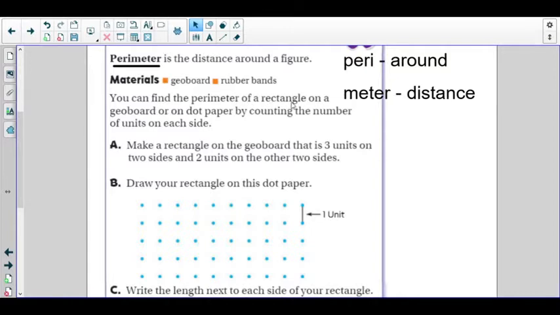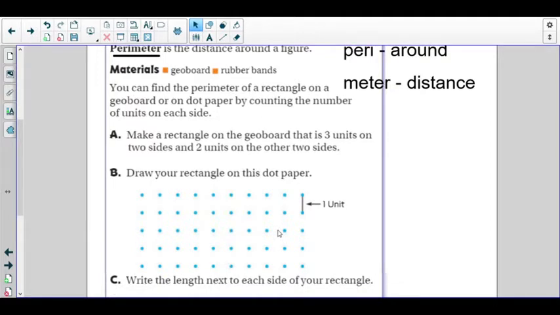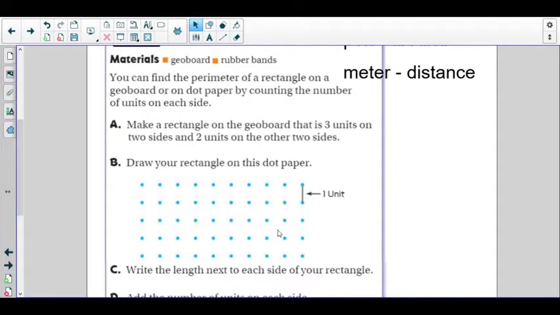You can find the perimeter of a rectangle on a geo board or dot paper by counting the number of units on each side. Make a rectangle on the geo board that is 3 units on two sides and 2 units on the other. And so a unit would be from one dot to the other.